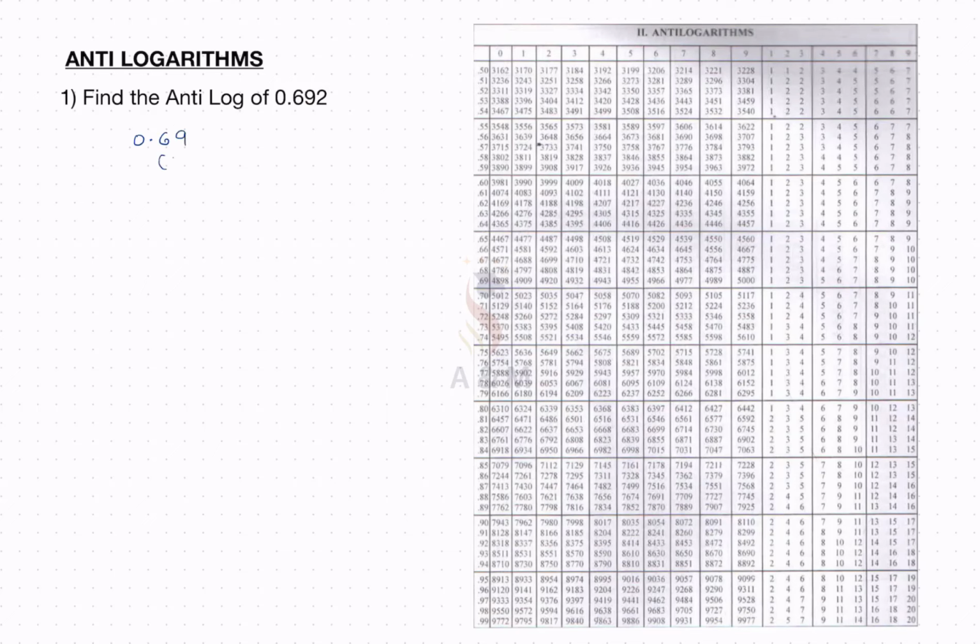0.69 from the row and 2 from the column. Now 0.69, where is it? 0.69 is here. Okay, 2 from the column, so column of 2 and row of 0.69, that is 4920. Now you have to put the point. How do you put the point? Before the decimal digit you have to check which number is it, not the number of digit, but you have to check which number is it.